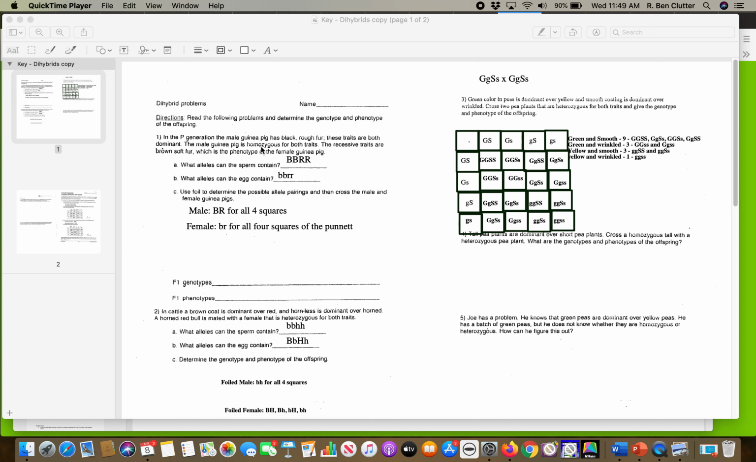All right, the male guinea pig is homozygous for both. Again, it says it was a dominant trait. It also tells you that it's the P generation. The recessive traits are brown soft fur, which is basically recessive. And in order to be recessive, you've got to have recessive for both traits. So it should be lowercase b, lowercase r.